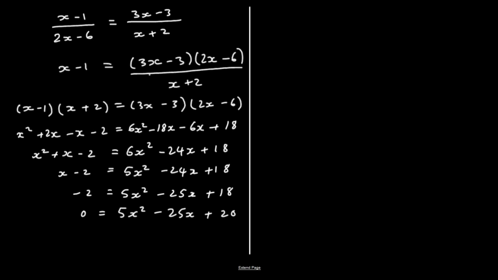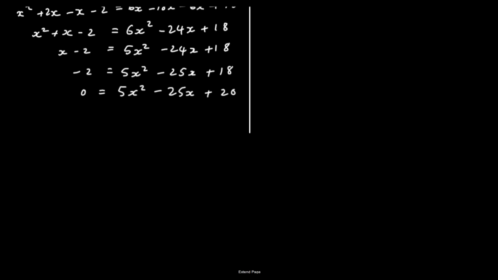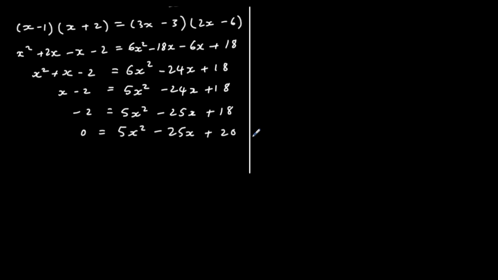So I've got a quadratic, and you can notice that each of these terms are in the 5 times table. So I can divide by 5. I can divide every term in the equation by 5, which will make it a lot easier. It'll be x squared minus 5x plus 4. Then I can factorize this.